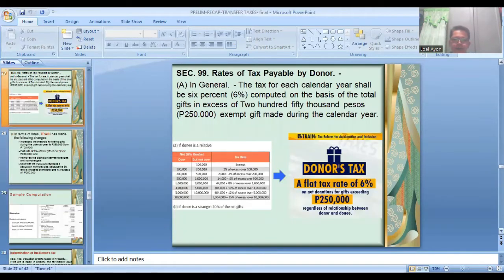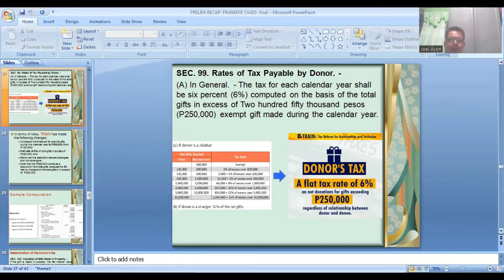Right. Next, under Section 99, the rates of the tax payable by the donor. In letter A, the tax for each calendar year shall be 6% computed on the basis of the total gifts in excess of 250,000 pesos, exempt gift made during the calendar year. So, as I have mentioned earlier, just like in the estate tax, the donor's tax also has a flat rate of 6%.